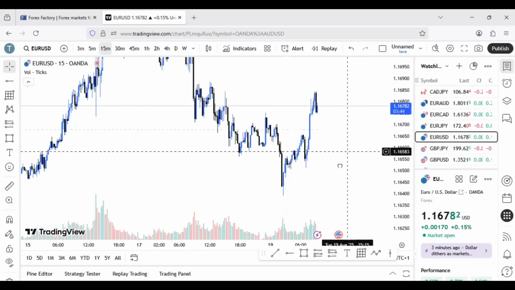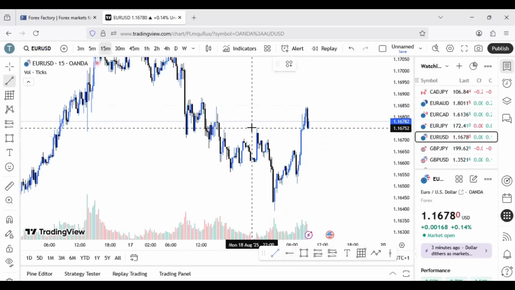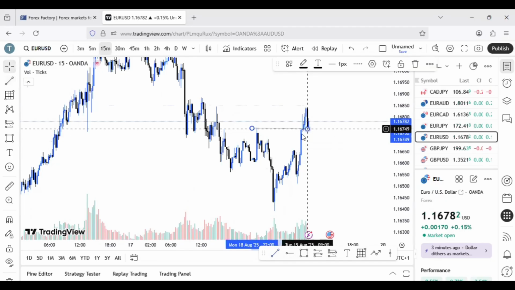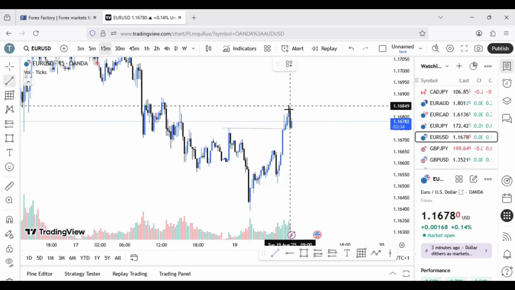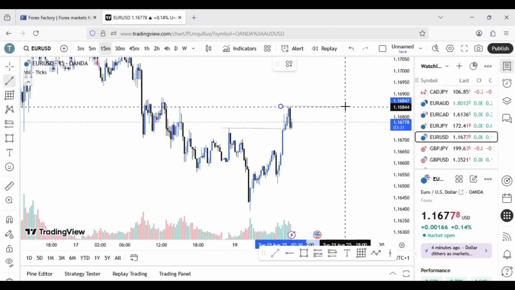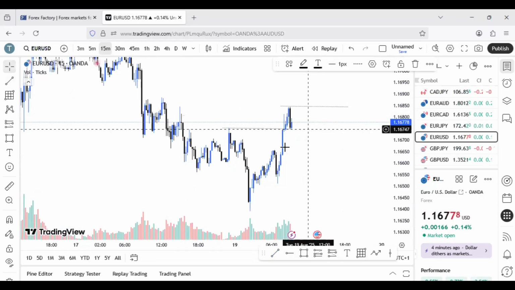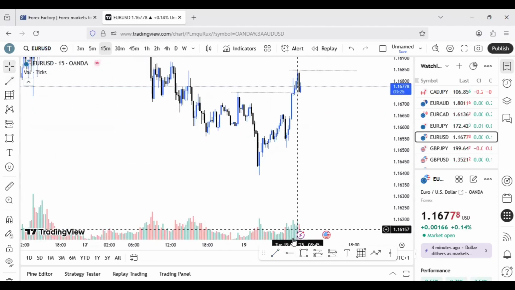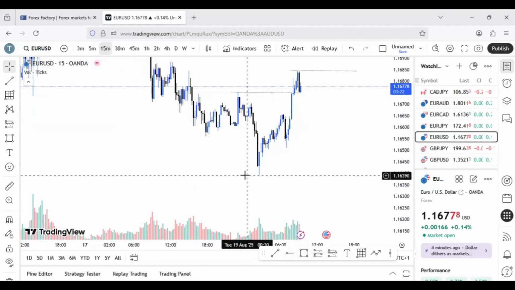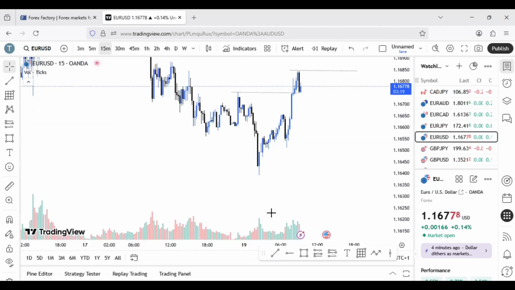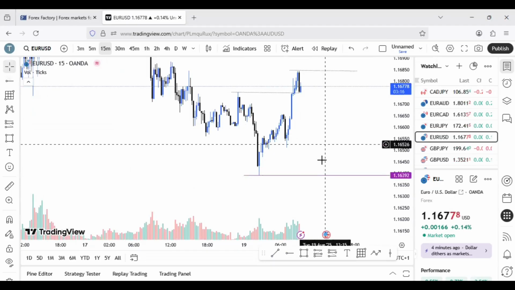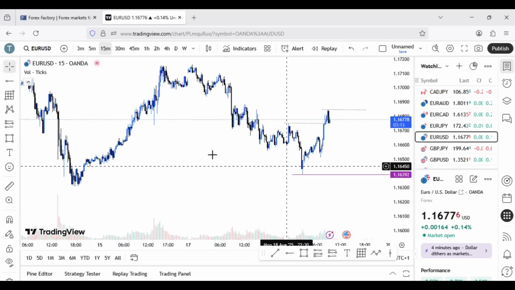Okay, has it shifted? I think so. Yes, it has shifted. So I need a break of structure to the upside before I start looking for buys. So I need to see a break here. If there's no break here, then that means it will most likely continue back to this place. So this is the low, and that will be the target. But then I need to see a break.